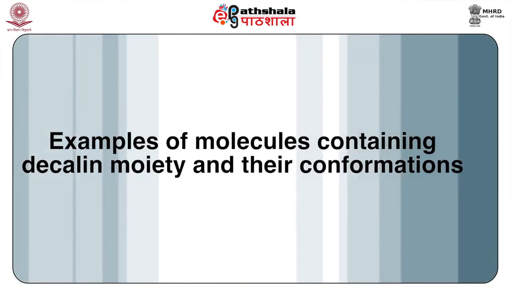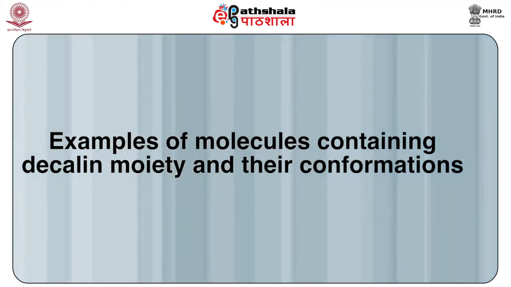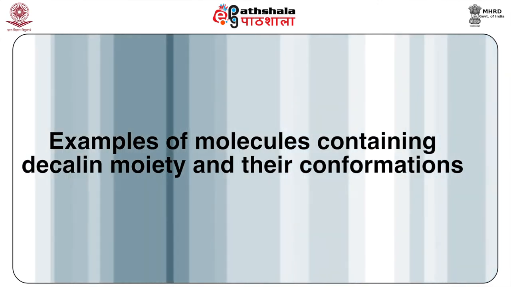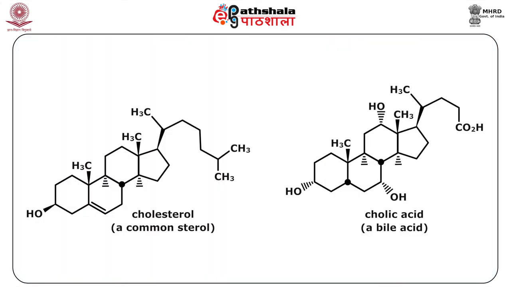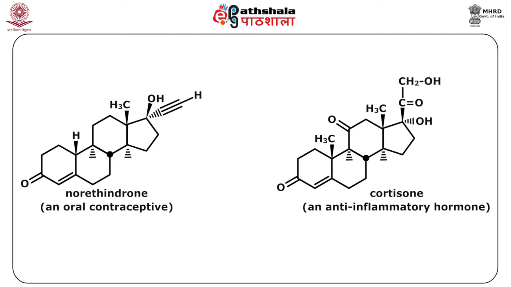Let us see now some of the examples of natural molecules which contain decalin as their structural moiety and their conformations. The decalin moiety normally appears frequently in natural products like steroids, terpenes, and alkaloids. The molecules shown here are cholesterol, cholic acid, progesterone, testosterone, and a couple of other molecules where you can easily identify the two hexagons which are fused together, that is the decalin moiety.